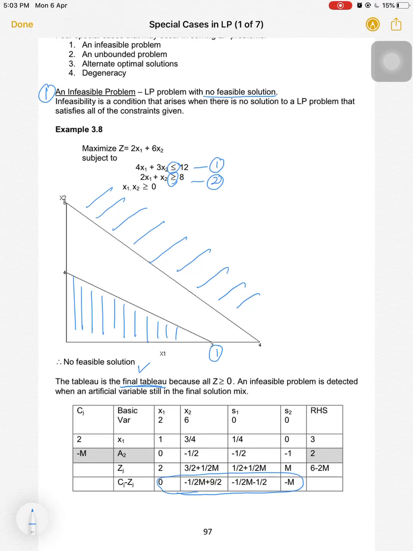But in basic variable column, we still have artificial variable. We do not want artificial variable to exist in basic variable column for optimal tableau. That's why we put the highest cost for artificial variable, because we do not want the artificial variable to exist in basic variable column. Because if it exists, that means the solution is infeasible solution.